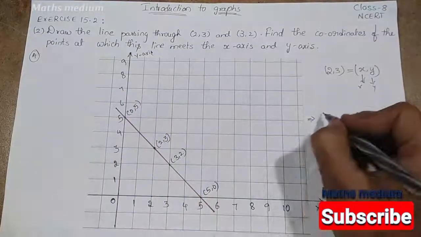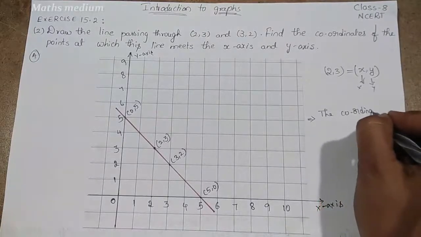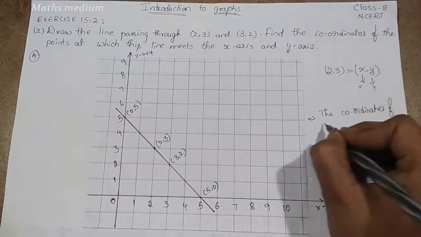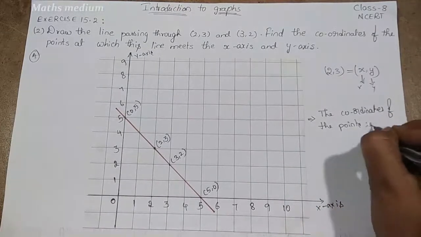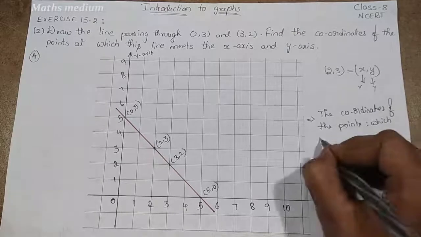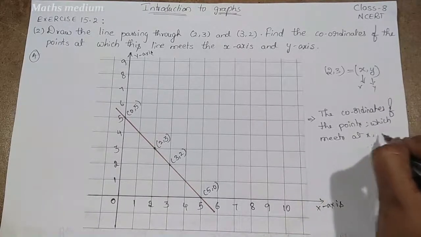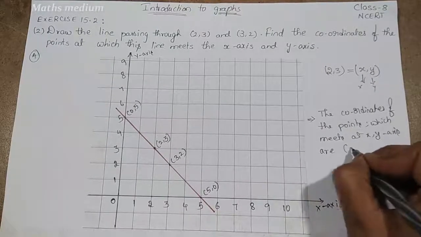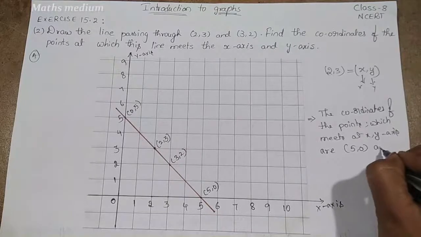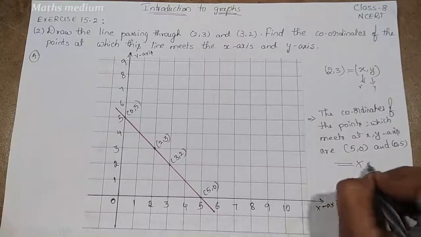So the answer is the coordinates of the points which meet at x comma y axis are 5 comma 0 and 0 comma 5. So this is the answer for this question.